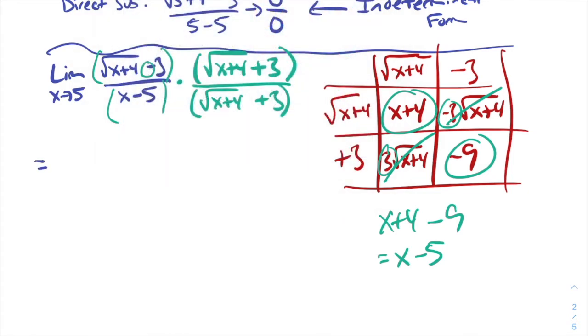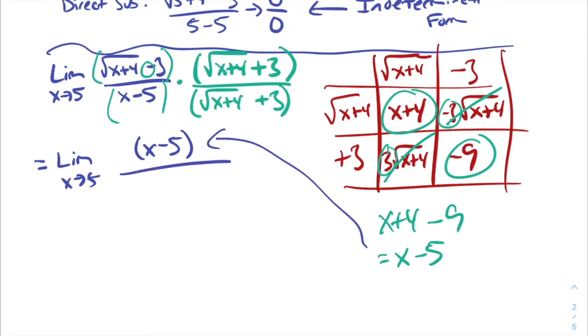Now that we've simplified that numerator, we've got the limit as x approaches 5. That numerator simplified and became x minus 5, right? That's what we just got from right here. And then the denominator, you might be thinking, hey, I should expand this and do an expansion box in the denominator, but I'm going to leave it the way it is. I'm going to leave it in its factored form, x minus 5 times the square root of x plus 4 plus 3.